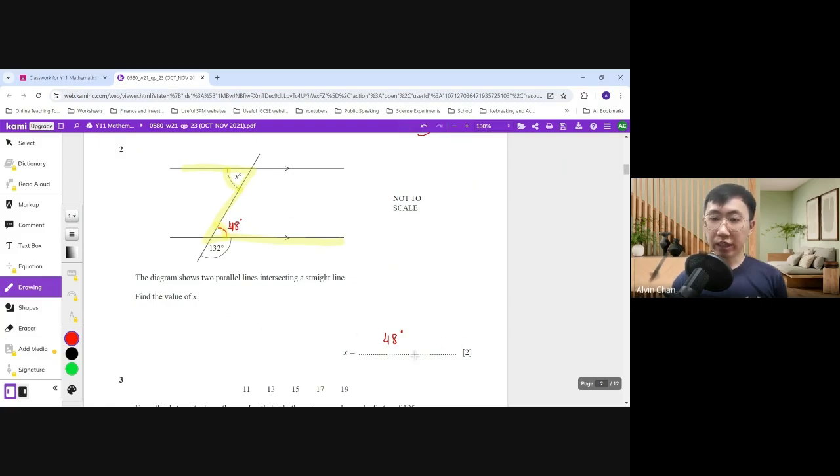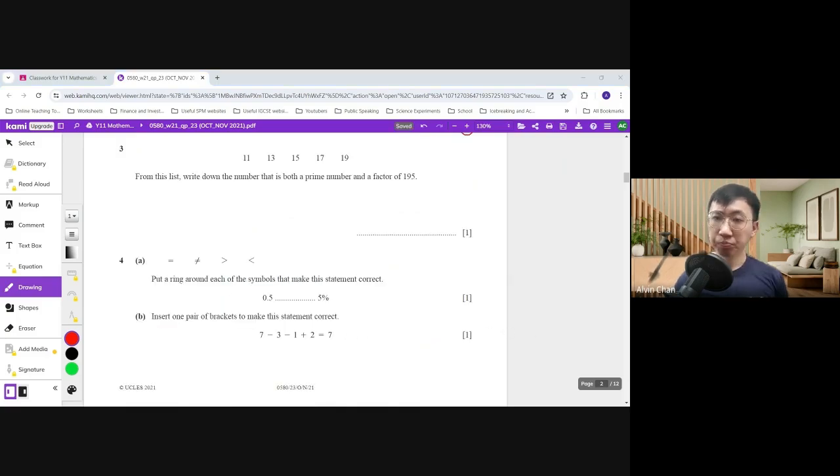If you look at the corner, this is a 2 marks question, meaning you have to show working. So of course you have to show how to get 48, 180 minus 132, and you will get 48 to be your working here. 1 mark, final answer, 1 mark. 13. Okay, that is absolutely correct.